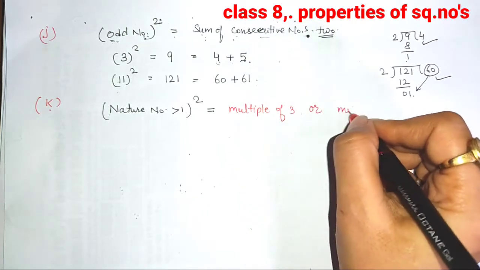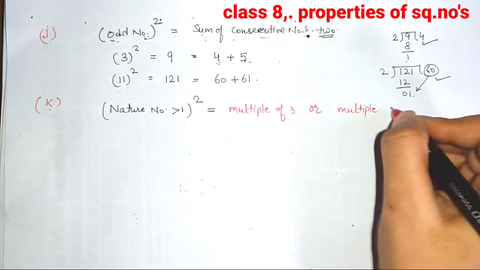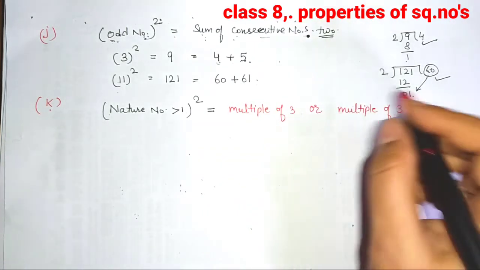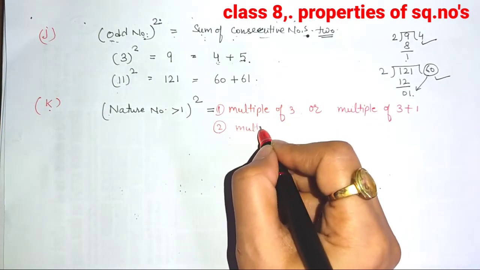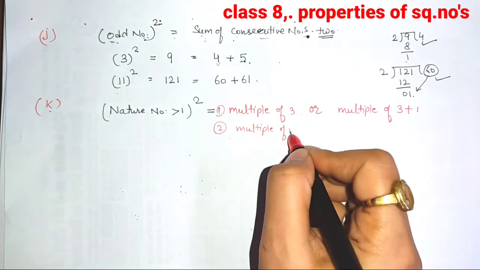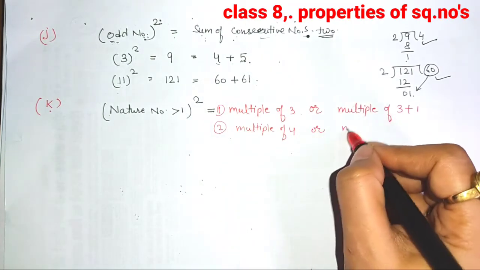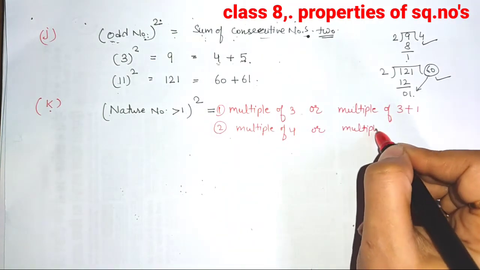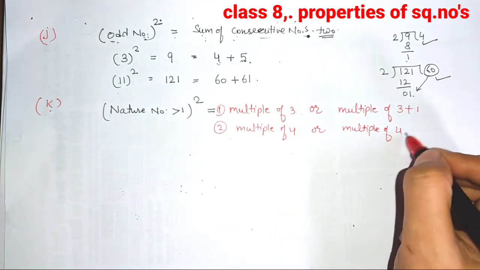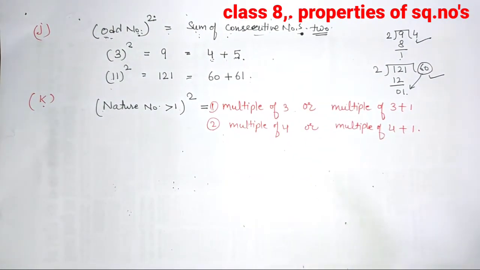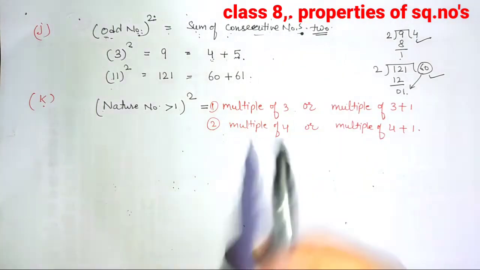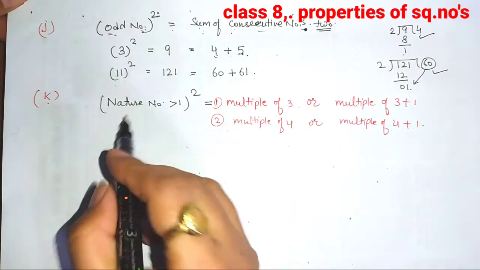or a multiple of 3 plus 1. One way is this, or you can express it as a multiple of 4 or a multiple of 4 plus 1. It's very important and it's very confusing also for the students. So listen to it very carefully.